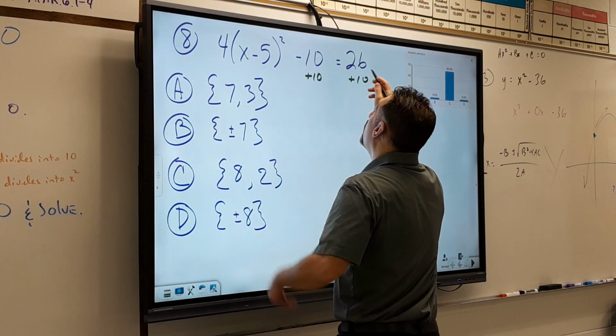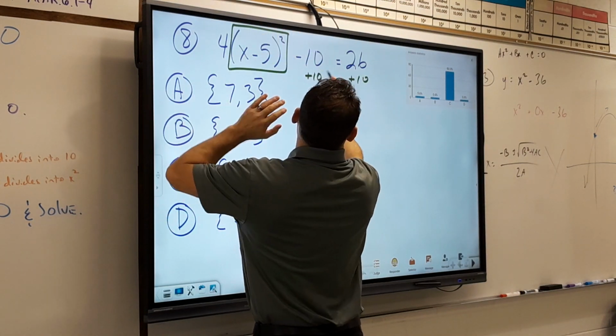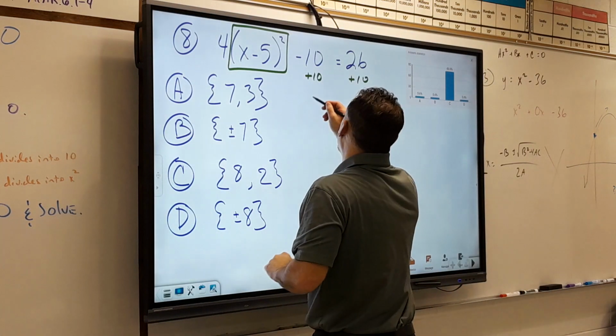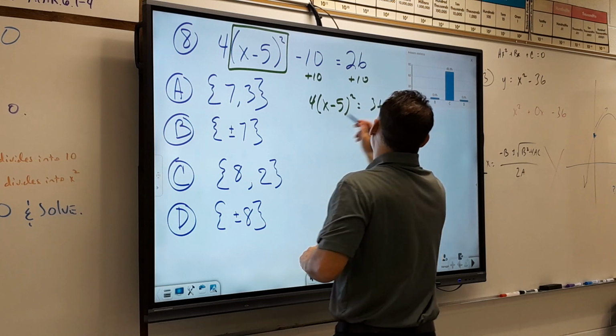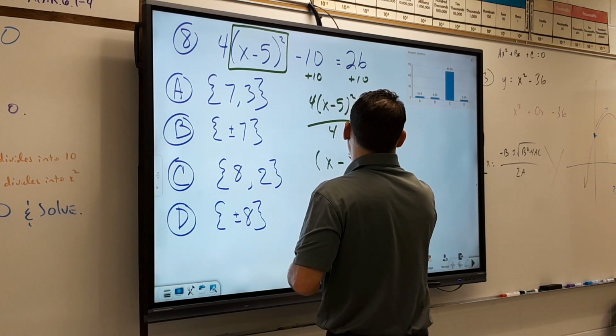So you want to add 10. This is the item we got to get by itself. So we have to add the 10 and then divide by the 4. Okay? So 4x minus 5 all squared equals 36. Now we divide by that 4, divide by that 4. Now we're dealing with the item squared.